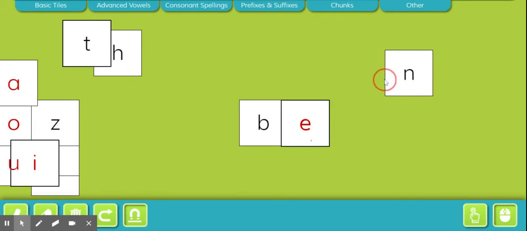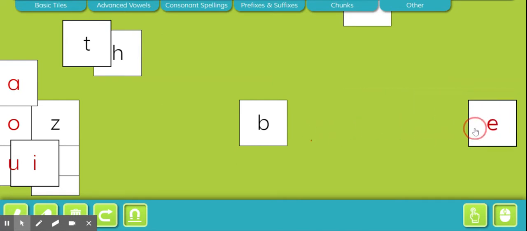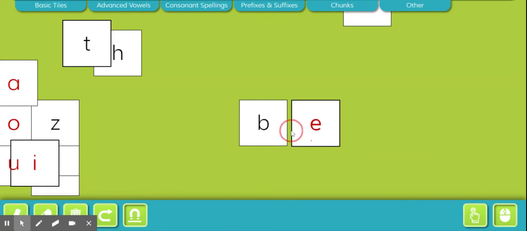Ben. But if we open him up and he can run as far as he wants, he can run very long. And he's very proud of himself. And he says, E, I am E. I can run a long way. And so he says, Be.